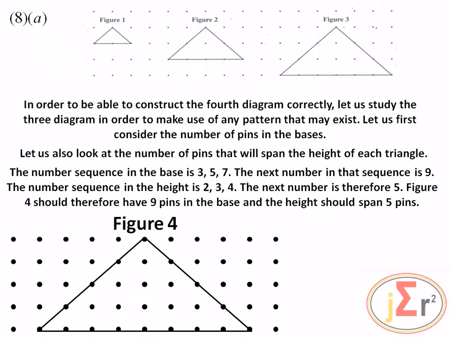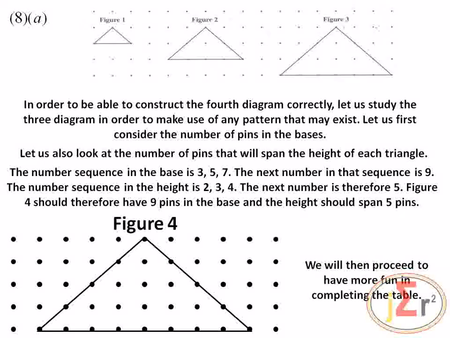There we have it. We have 1, 2, 3, 4, 5, 6, 7, 8, 9 pins. Then we have 1, 2, 3, 4, 5 pins. That's very nice. We will then proceed to have more fun in completing the table. Nice, if we can say solving a mathematics problem is fun. It is. So we are rewarded for having fun.